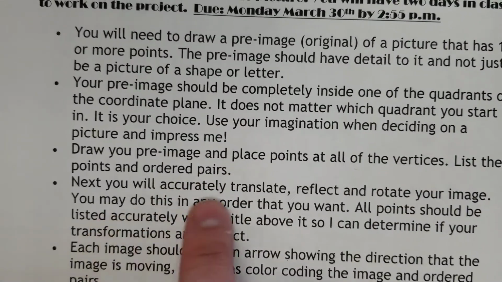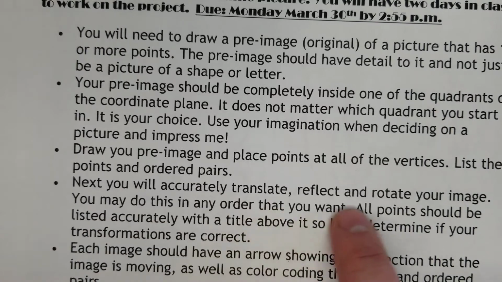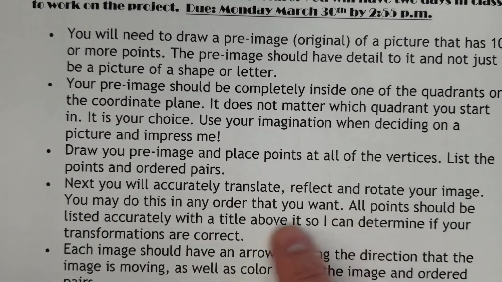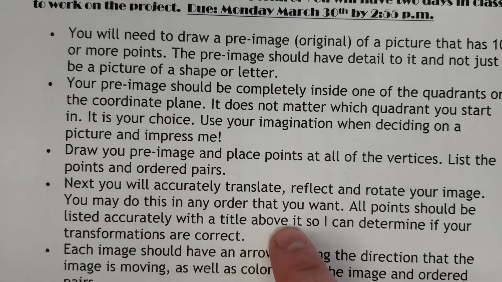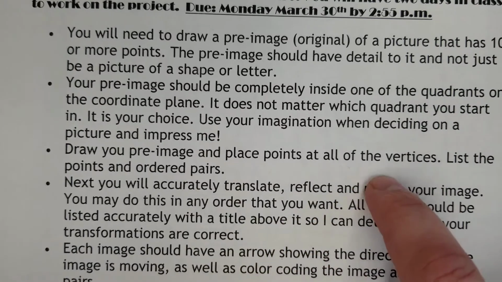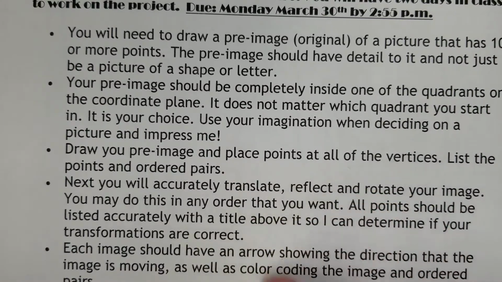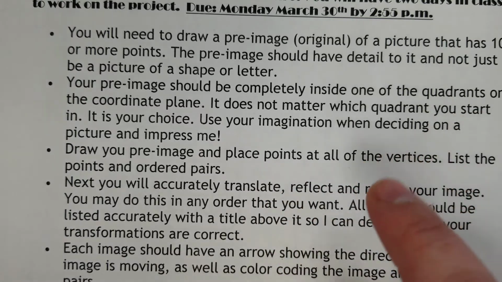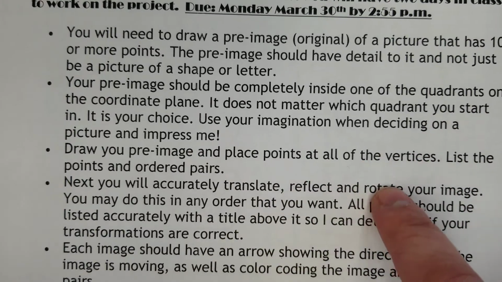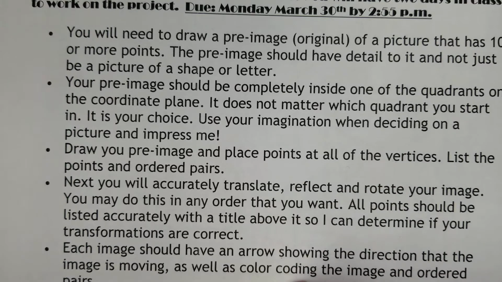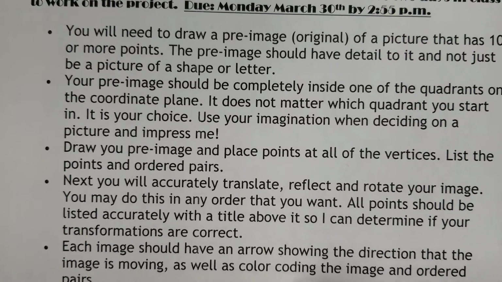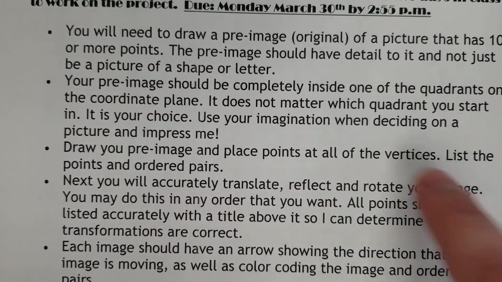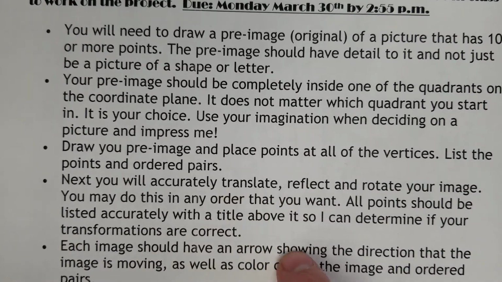So then next you will translate, reflect, and rotate your image. You can do this in any order that you want. You can start at the original and do all three from the original and go back to the original every time. Or you can start at the original, do a transformation, use that second shape, do another one, and so on. You can do it however you would like.